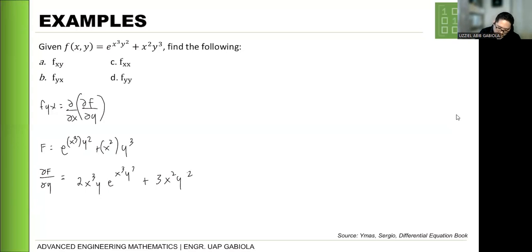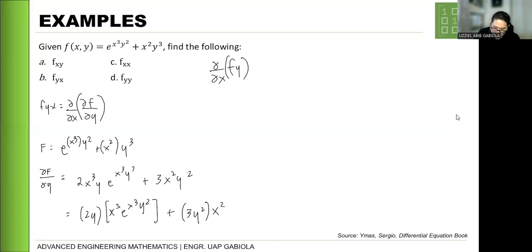Okay? And then x will be our independent variable in the next step. So this becomes 2y times x cubed, x cubed y squared, plus 3y squared x squared. Okay? Then we perform our second partial with respect to x of our fy. So that is 2y. And then this is a product again, so x cubed first.